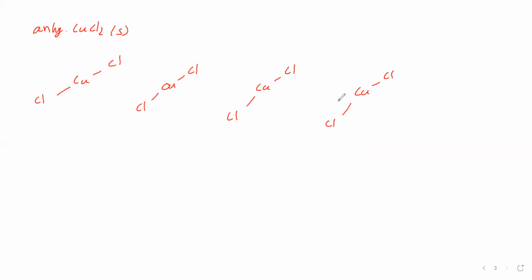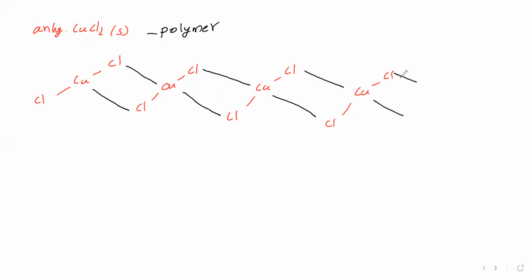Now what will happen here is it becomes a polymer in the solid state, because of formation of bonds like this. This Cl makes a bond with copper, this Cl makes a bond with copper, this Cl makes a bond with copper like this. So like this bond is possible, continuing like this. Because of these bonds, anhydrous cupric chloride in the solid exists as a linear polymer.